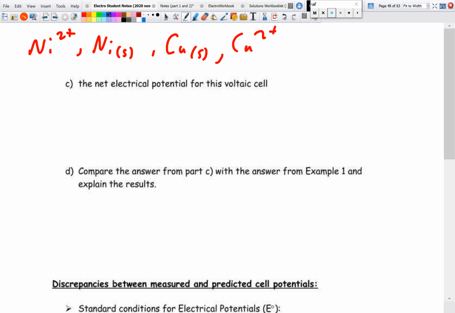Now when you go to your data booklets, you're going to find nickel solid is your strongest reducing agent. Strongest reducing agent is oxidized. Oxidation happens at our anode. And you're going to find copper 2 plus is our strongest oxidizing agent. Strongest oxidizing agent is always reduced. Reduction happens at the cathode.